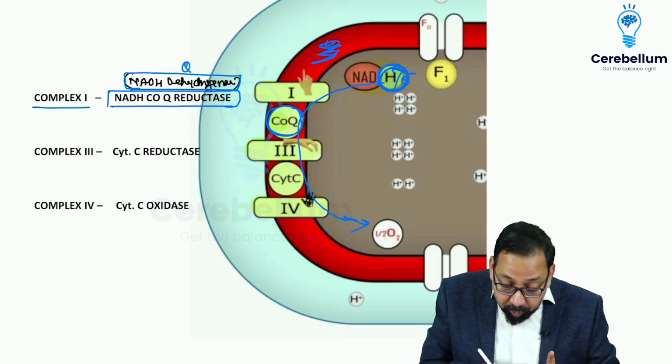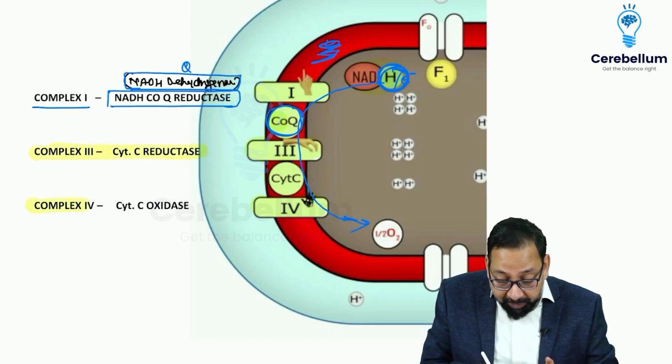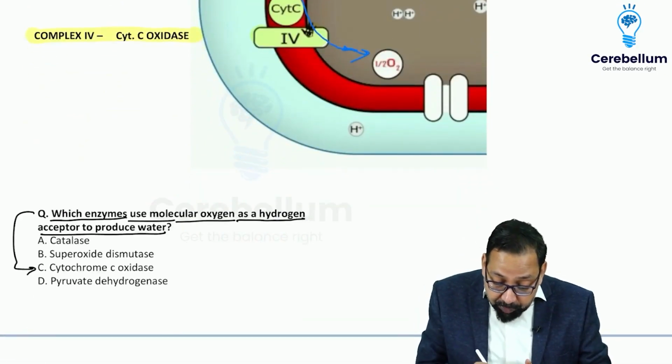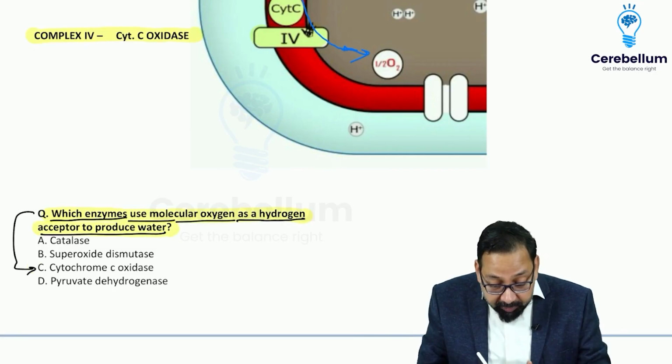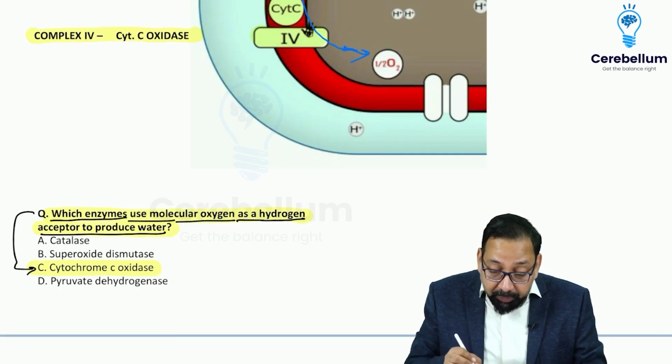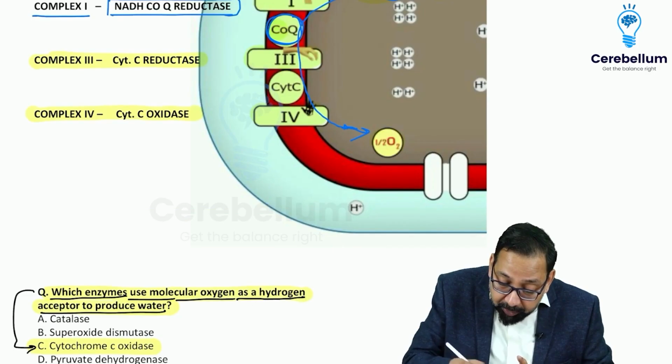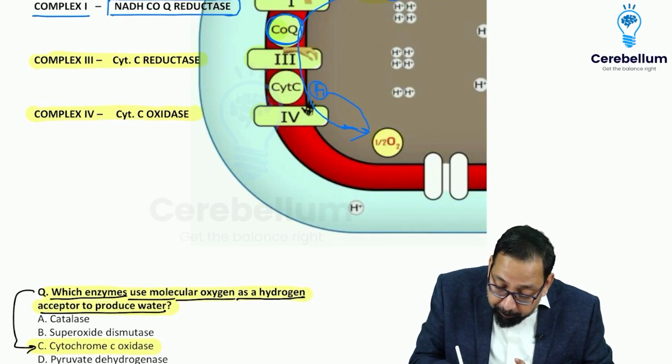So complex 3 is named cytochrome C reductase, complex 4 is named cytochrome C oxidase. And the question was asked: which enzyme uses molecular oxygen as hydrogen acceptor to produce water? The answer is cytochrome C oxidase, complex 4. Yes, in complex 4 oxygen is used as a hydrogen acceptor.